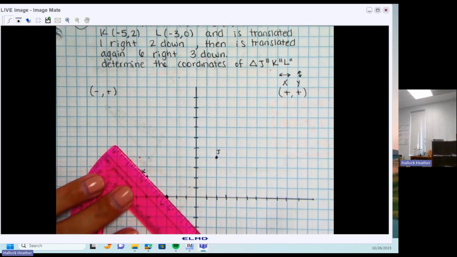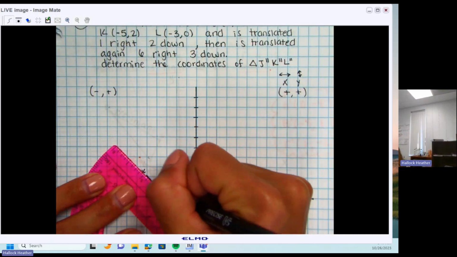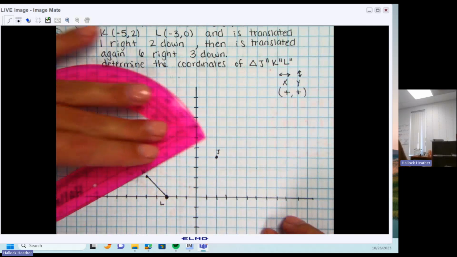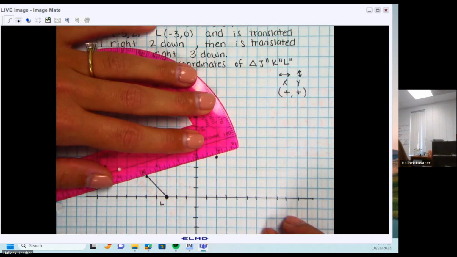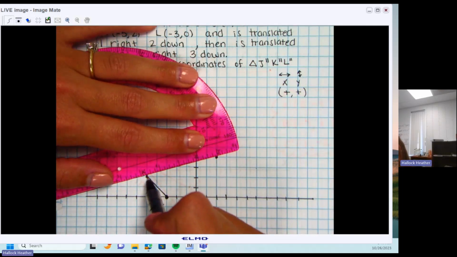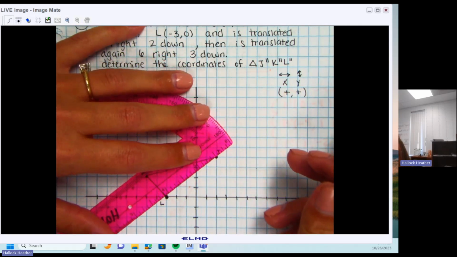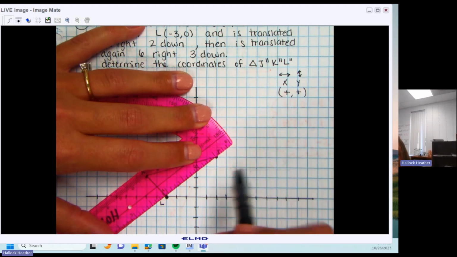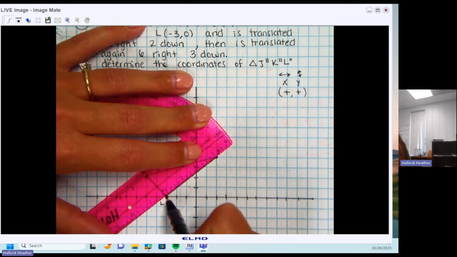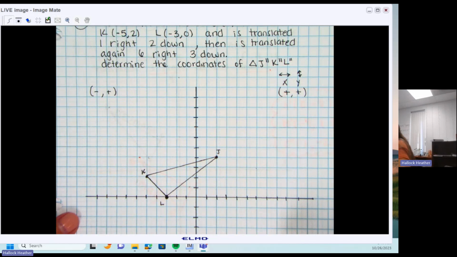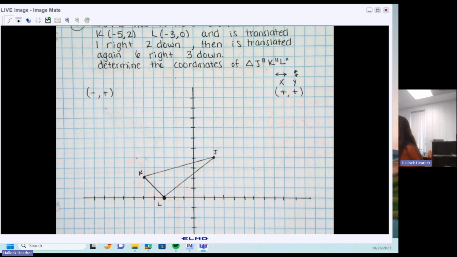So this is your pre-image. It's before any transformations have been done. When we're done with this whole problem, we'll end up with 3 triangles on our paper, and it should preserve the shape, the size, the distance of the triangle. Nothing should change. If your triangle looks funky in the end, that means you did something wrong.